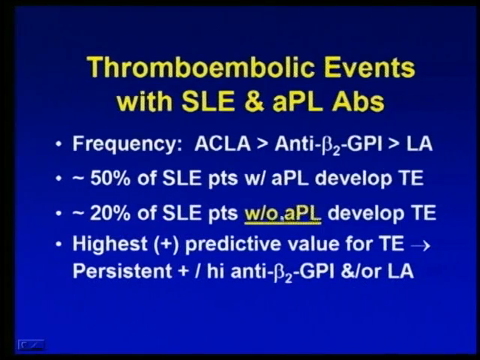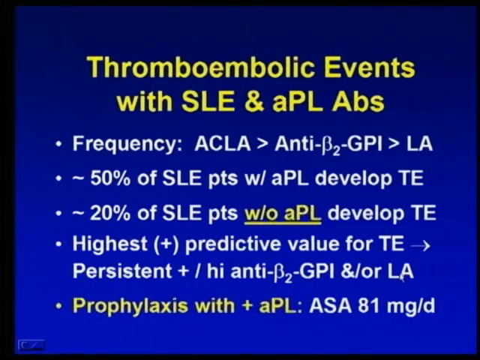The data now suggests that the highest positive predictive value for developing thromboembolic events seems to be associated with the anti-beta-2 glycoprotein 1 antibodies, particularly if they're at high titer and if they're associated with lupus anticoagulant. Much more predictive than just the anticardiolipin antibodies. And because of this risk and concern about carrying these antibodies, most patients who have lupus and have the antibodies are given at least prophylaxis with low-dose aspirin.